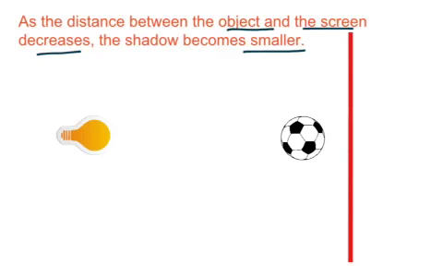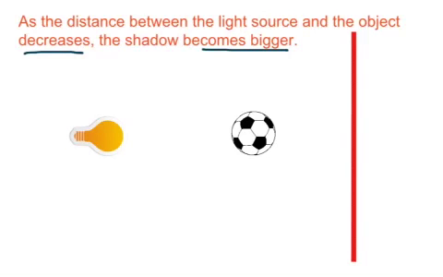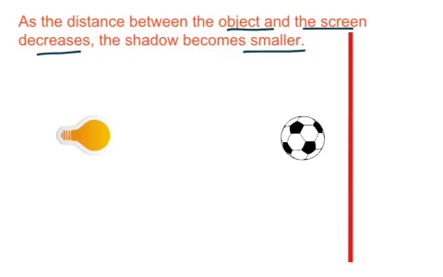So to repeat again, as the distance between the light source and the object decreases, the shadow becomes bigger. And as the distance between the object and the screen decreases, the shadow becomes smaller.